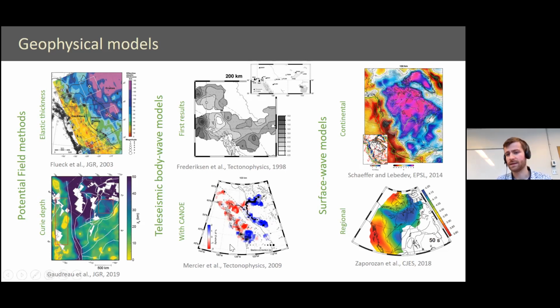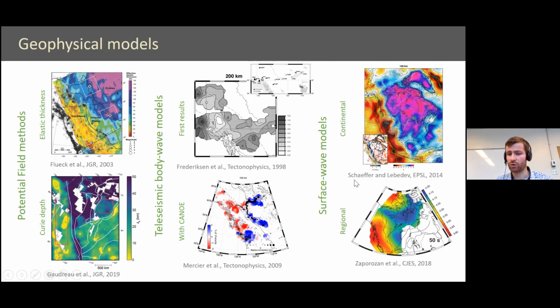There were a number of teleseismic body wave models that were developed taking advantage of deployment of temporary seismic networks, such as the model from Frederiksen et al. in 1998 or Mercier et al. in 2009 with the CANOE array here. This is this Y-shaped array here. And what they were showing here at 100 kilometers depth is that the Craton is characterized by high velocity anomalies, while the Cordillera is more characterized by low velocity anomalies, basically.